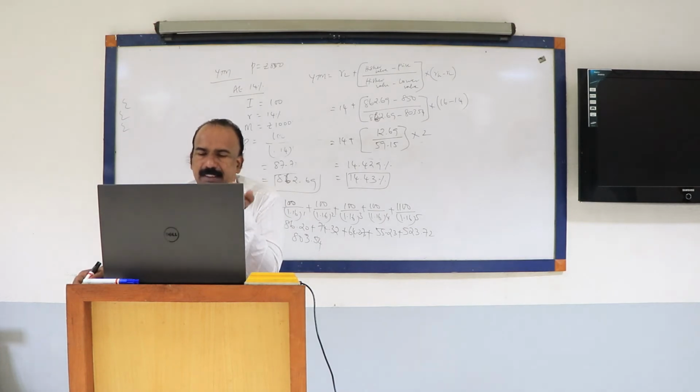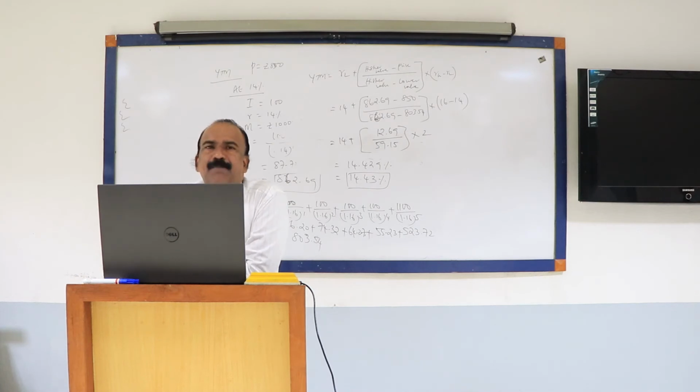Okay, you can take 10%. In this case they have taken 10%, and then they have taken one more value, 9%. Then they have interpolated and got 9.43, which is higher than the coupon rate.